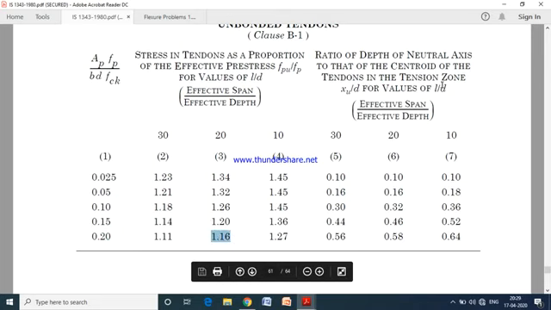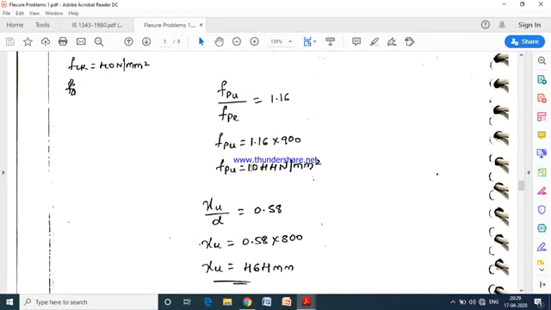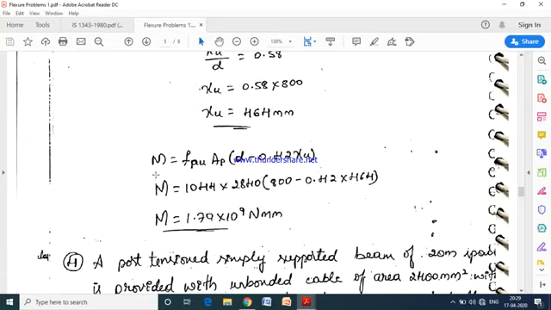In the same way, for xu by d ratio, the Ap fp by b d fck value is 0.2, and for the respective L by D ratio 20, it is 0.58. So fpu by fp value is 1.16, and xu by d will be 0.58. We have considered the same values, 1.16 and 0.58. On simplifying, we get fpu and xu values, and substituting in the equation we get M equals 1.79 × 10^9 N·mm.